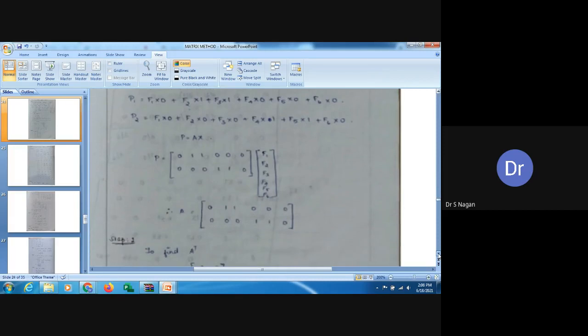P1 equal to F1 into 0 plus F2 into 1 plus F3 into 1 plus F4 into 0 plus F5 into 0 plus F6 into 0. Similarly, P2 equal to F1 into 0 up to F3 into 0, F4 into 1, F5 into 1, F6 into 0. Therefore, you will be getting the A matrix. Once you get the A matrix, A transpose is 0, 1, 1, 0, 0, 0, 0, 0, 0, 1, 1, 0. Similarly, this is the element stiffness matrix: 4EI1 by L1, 2EI1 by L1, 2EI1 by L1, 4EI1 by L1.